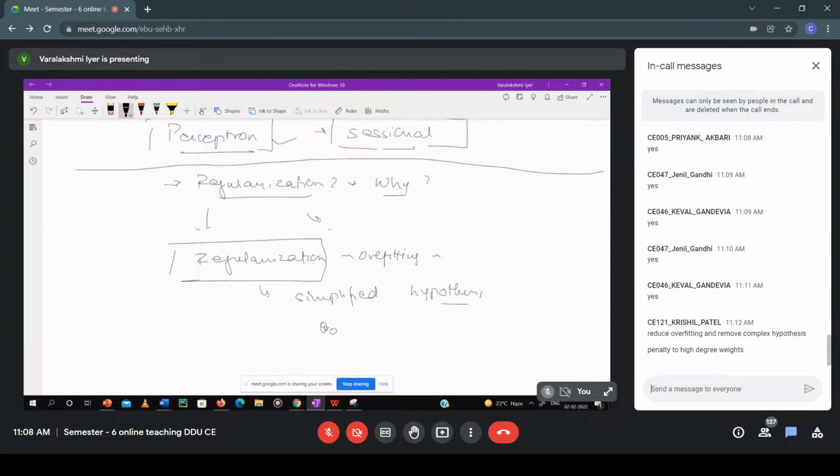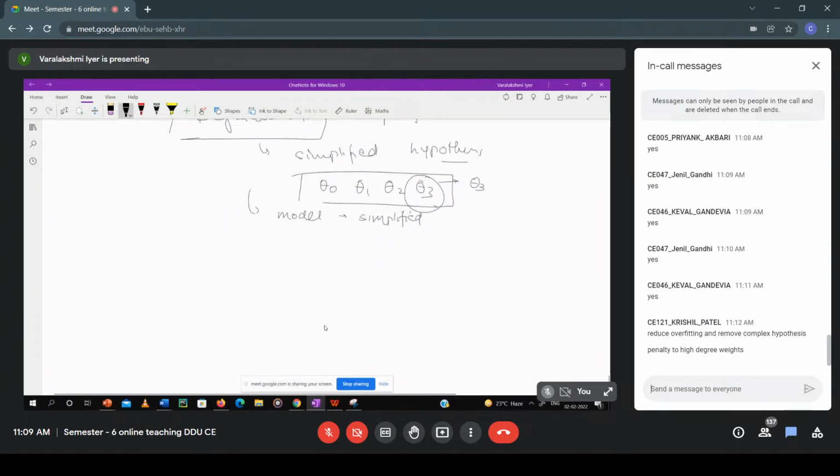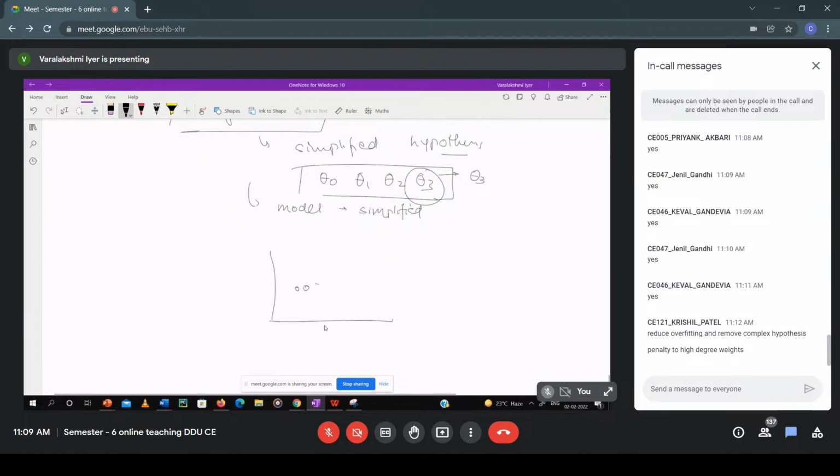So that is, for example, theta 0, theta 1, theta 2, and theta 3. Suppose all these parameters are there. So what you will be doing, you will be trying to reduce the values of parameters as much as possible so that your model is more simplified. Okay, a more simplified model you are getting. So for example, if this is your data that you have, these are your negative samples, and suppose these are your positive samples. Okay, a good hypothesis function will be something like this. Your decision boundary will be created.